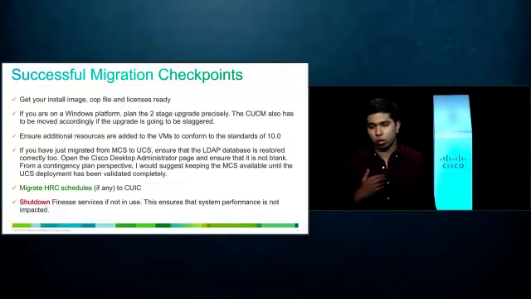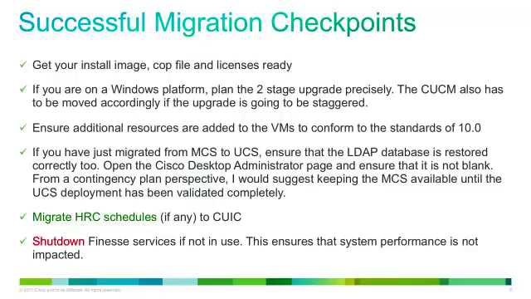And the next thing would be, if you have moved from MCS to UCS, and this is purely out of experience and previous TAC cases, once the restore is completed, the DRF page might tell you that the restore is complete, but make sure that the LDAP part is restored as well. So how do you do it? It's very simple. Go to the Cisco Desktop Administrator page and make sure the entries are not blank. If you're seeing the entries, then it means the LDAP is restored as well.